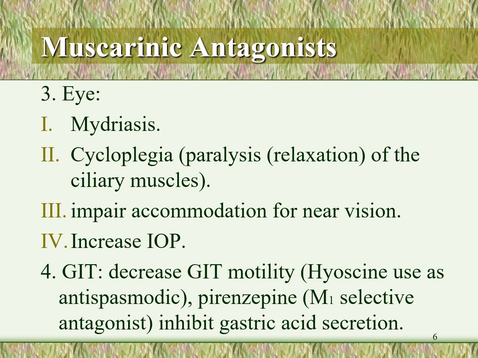used as antispasmodic. We will also find they decrease the GIT secretions, so pirenzepine, which is a selective M1 antagonist, as we know, will inhibit gastric acid secretion, and so pirenzepine can be used for treatment of peptic ulcers.